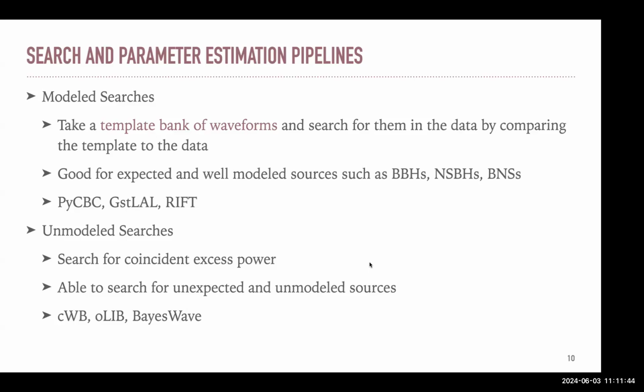Then there are unmodeled searches, which just look for coincident excess power. So they just look for a spike in the power that the photodiode sees, essentially, in the gravitational wave. And by coincident, I mean you see it here and you see it in Hanford, and so it's unlikely to have just been noise. What's great about that is that you can search for both unexpected signals or unmodeled sources, or for things that are just a burst. Good for if you're trying to look for supernovas or things that we don't even know to expect. cWB, oLIB, and BayesWave are some of those searches and parameter estimation pipelines.